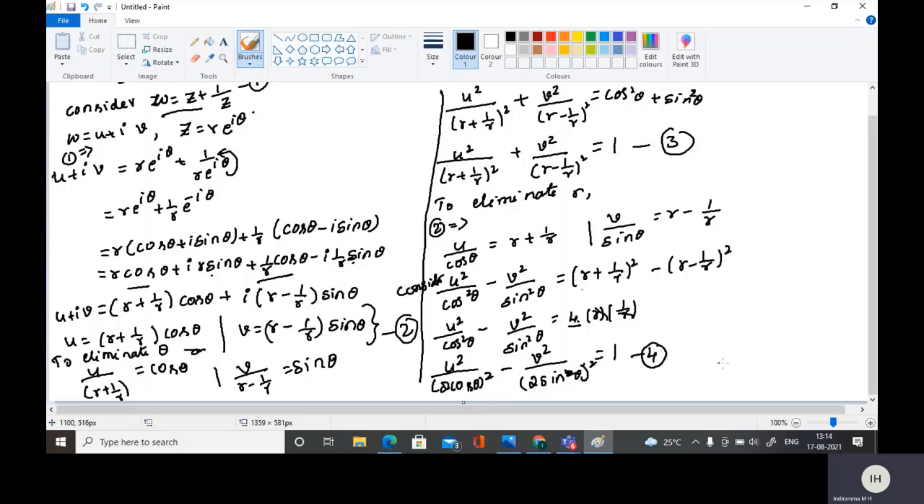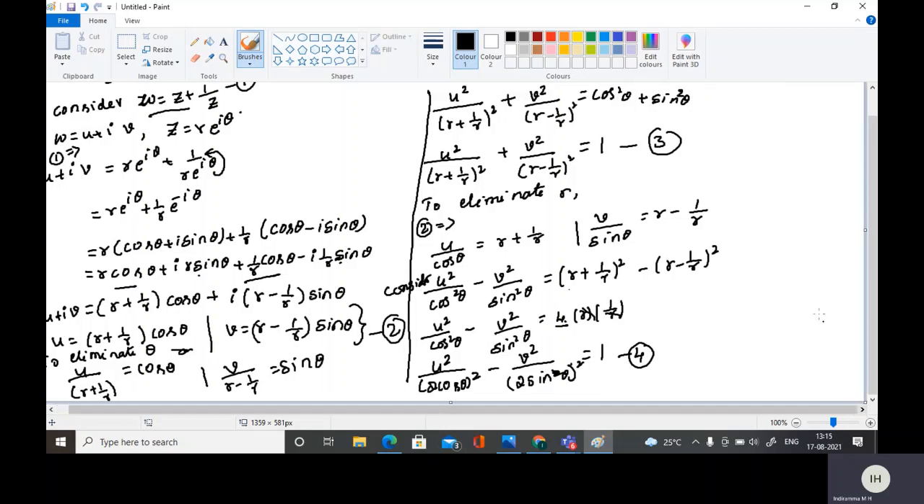Now I am using equations 3 and 4 to find the images of the curves we consider in the z plane to the w plane. So now I will come to case 1. I will consider a circle. z is equal to r e power i theta. r e power i theta is a circle, right?